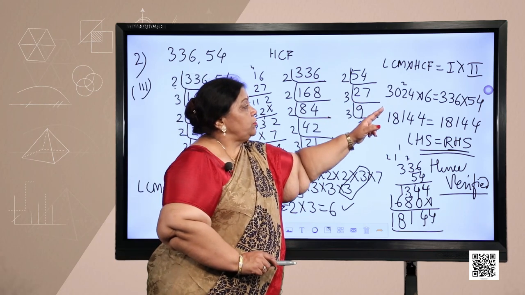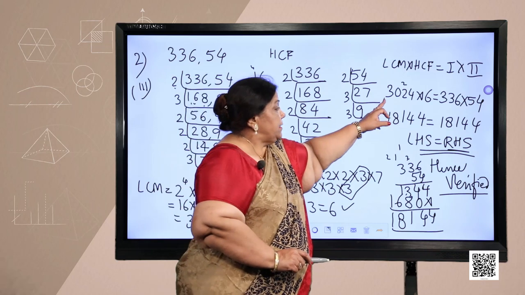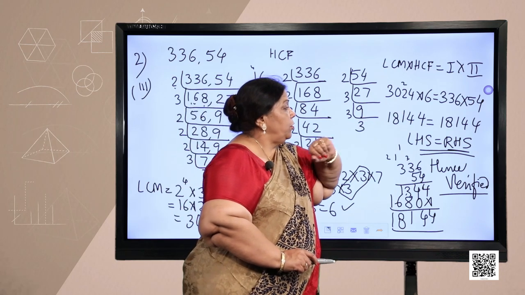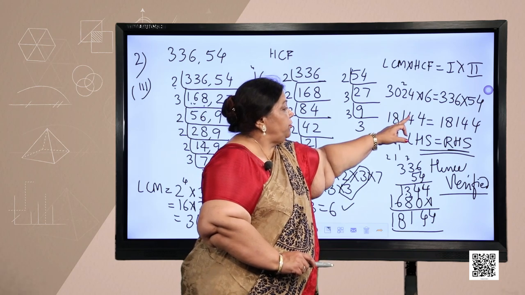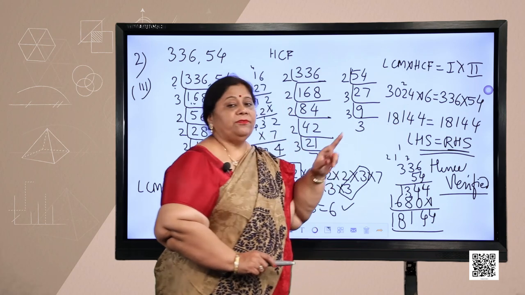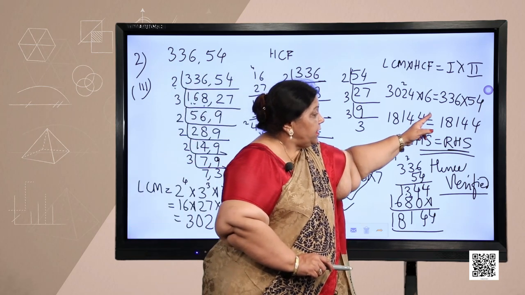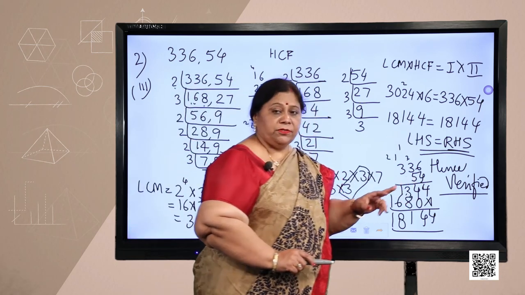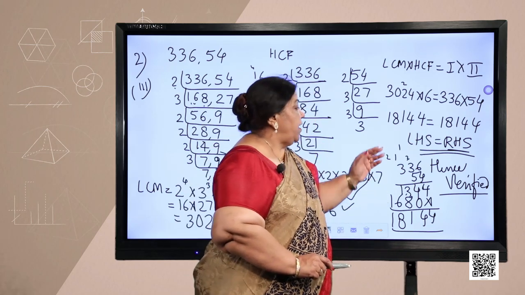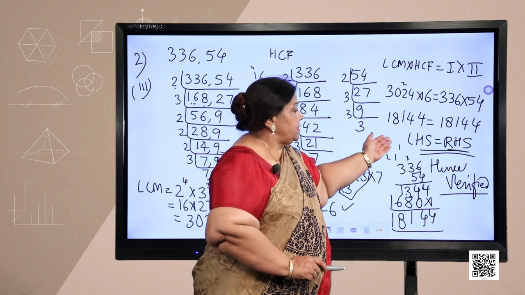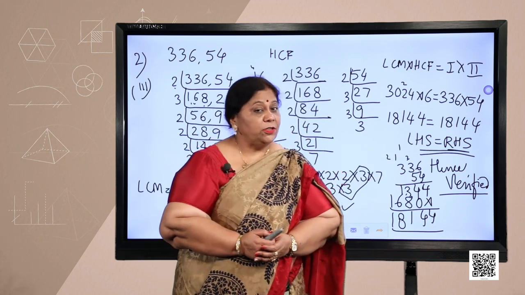LCM into HCF is equal to product of two numbers. What was the LCM? It was 3024 and what was the HCF? 6. So, 3024 into 6 gives me 18,144 and the product of two numbers 336 and 54 also gives me 18,144. Thus, verifying the result as LHS is equal to RHS. Thank you. Let us look into the next question.